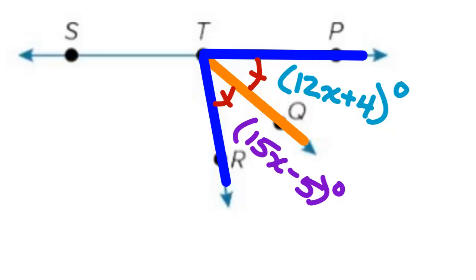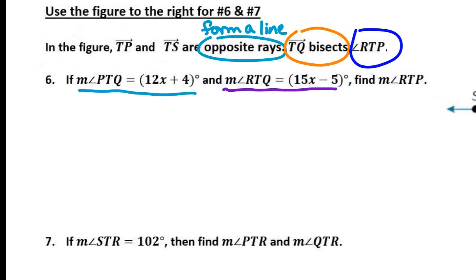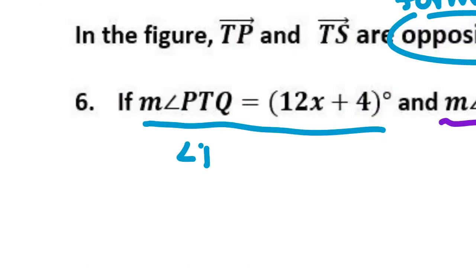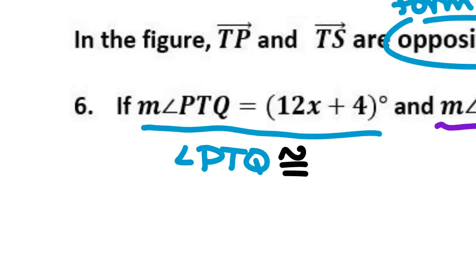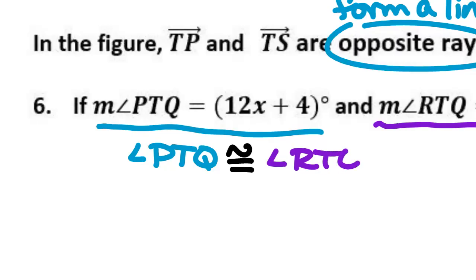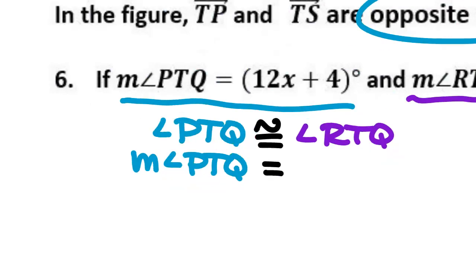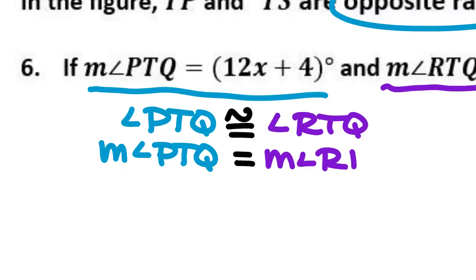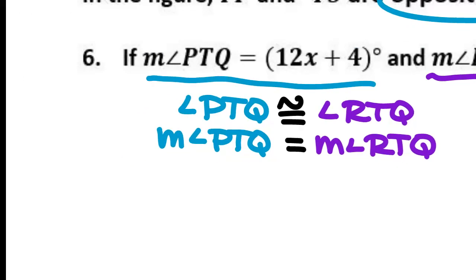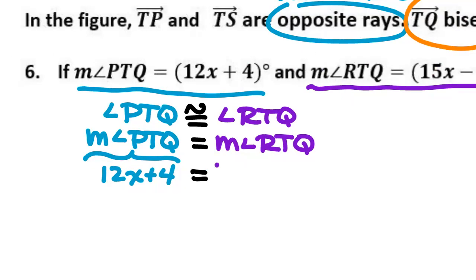And those two angles are the same size as each other. So we are going to set their measurements equal. Angle PTQ is congruent to angle RTQ. So the measurement of angle PTQ is equal to the measurement of angle RTQ. Angle PTQ is 12x plus 4. And so we equal that to 15x minus 5.